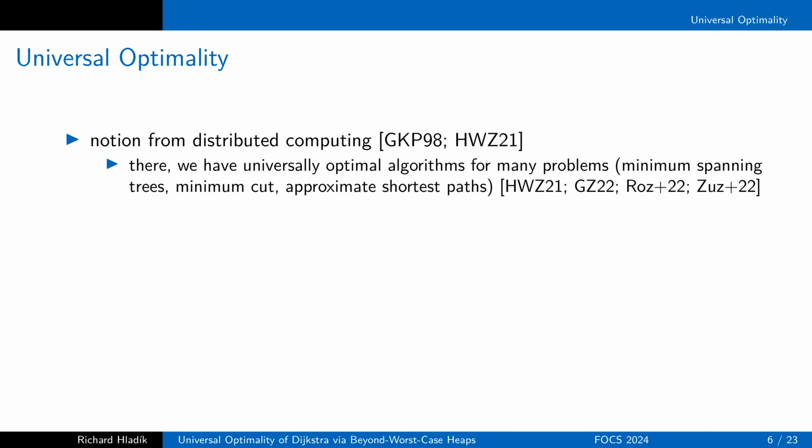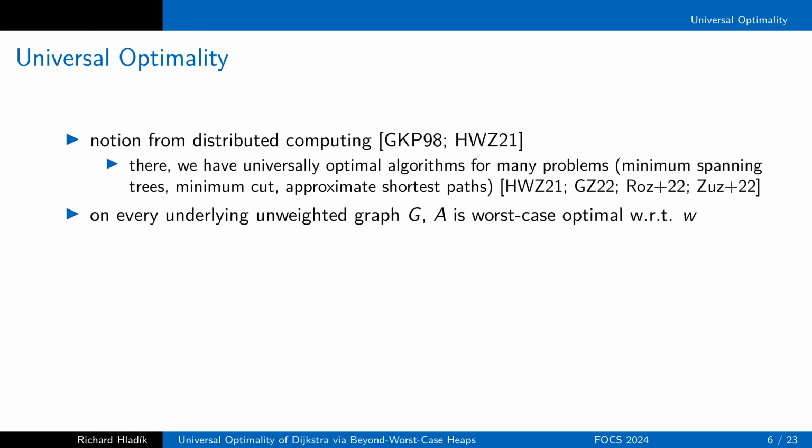Okay, and so what is universal optimality? Well, informally, if an algorithm is universally optimal, it means that on every underlying unweighted graph, it's worst case optimal with respect to the weights.